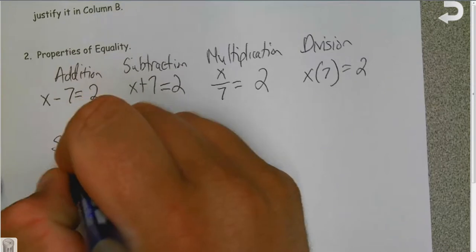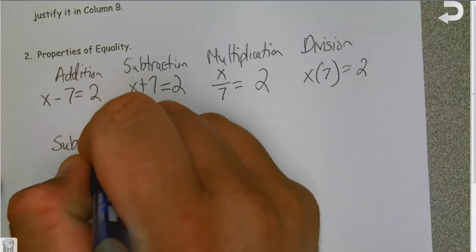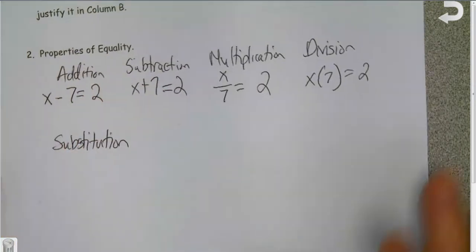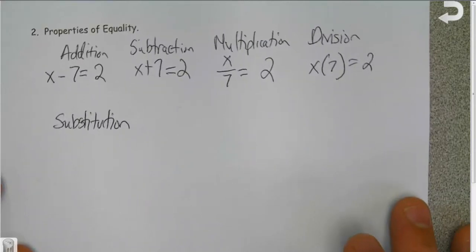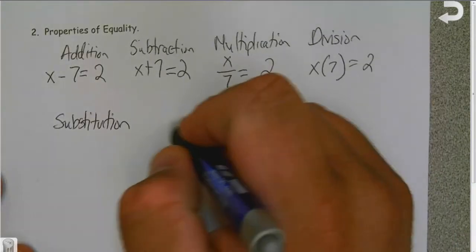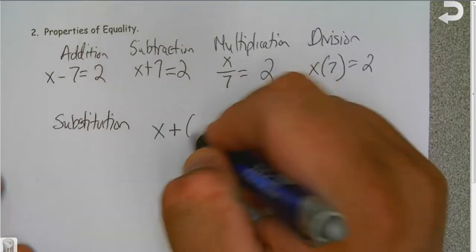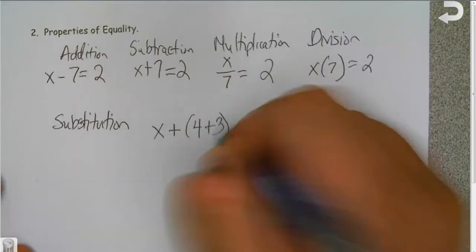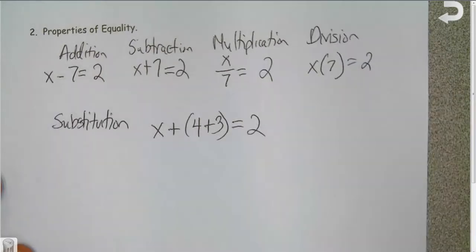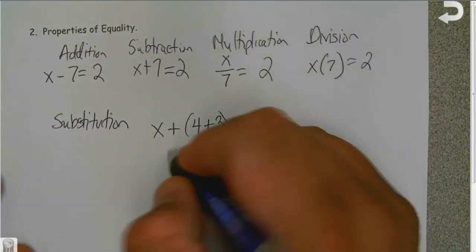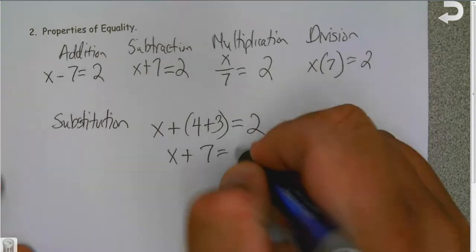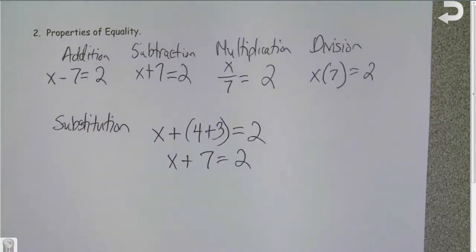We also could see substitution. And substitution could be as simple as if I have x plus 4 plus 3 is equal to 2, then you rewrite that as x plus 7 is equal to 2. Anytime you replace something with something else, that is substitution.